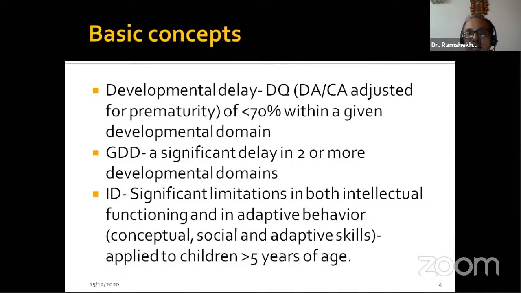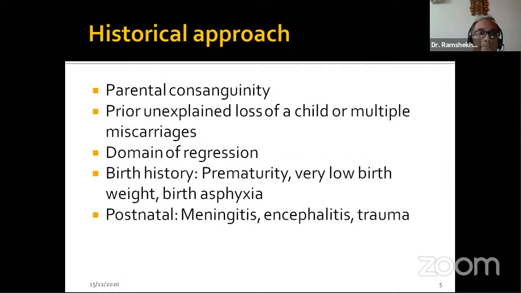And intellectual disability basically refers to significant limitations in both intellectual functioning as well as in adaptive behavior. And this may be in the conceptual domain, that is acquiring of conceptual skills, social or adaptive skills. And this term is usually applied to children beyond 5 years of age.